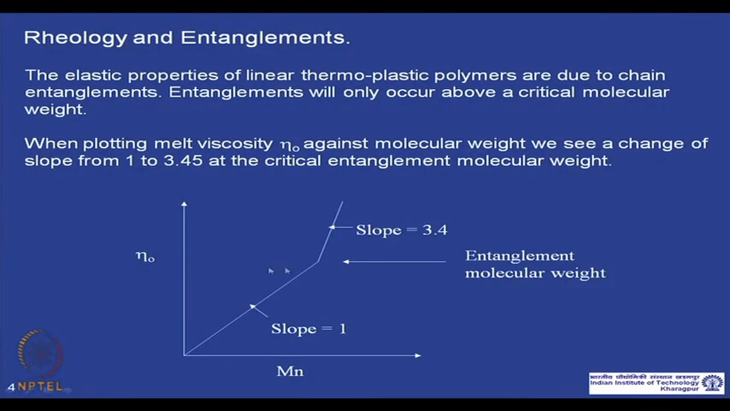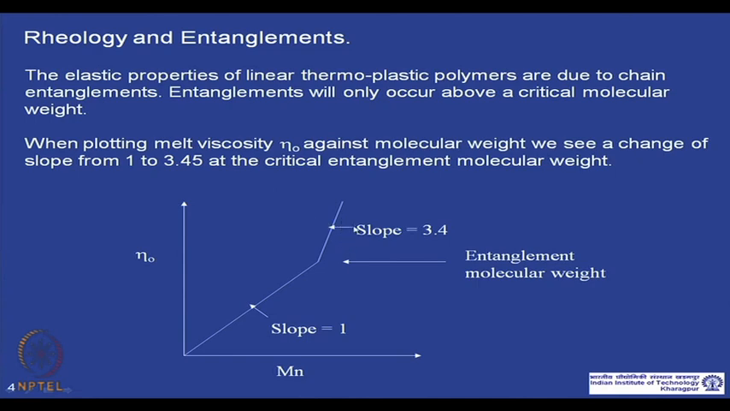So before entanglement, the viscosity scales with the power of 1 with molecular weight, whereas the slope changes to about 3.4 after the entanglement molecular weight. So if you increase the molecular weight further above this entanglement molecular weight, the viscosity goes up drastically and the ease of processing becomes more and more difficult.